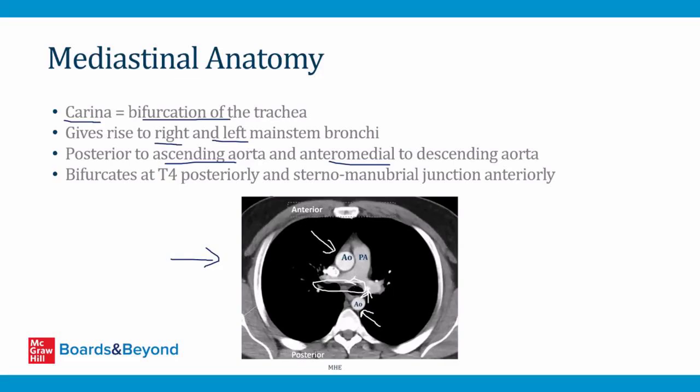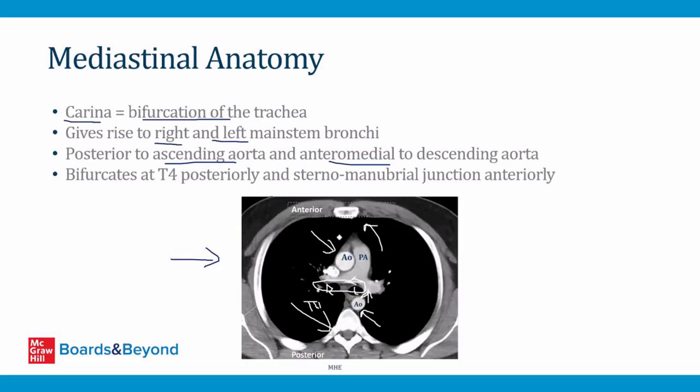And the level where the carina is found, where the trachea bifurcates, is at T4 posteriorly and the sternomanubrial junction anteriorly. So once again, let's look at this image. We've got a spinal process here in the back, and because we're at the level of the carina, where you can see the bifurcation into the right and left mainstem bronchi, then we know this is T4 down here at the bottom. And anteriorly, the level where the carina is found is the sternomanubrial junction.